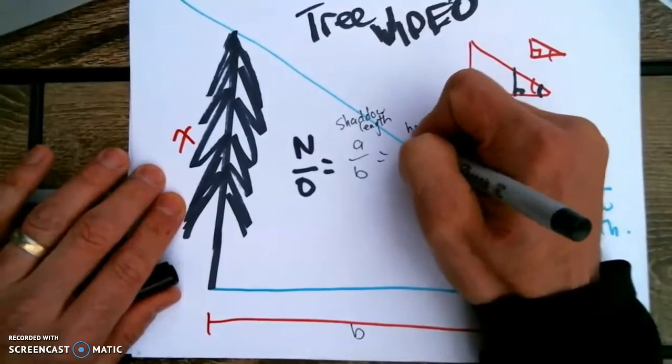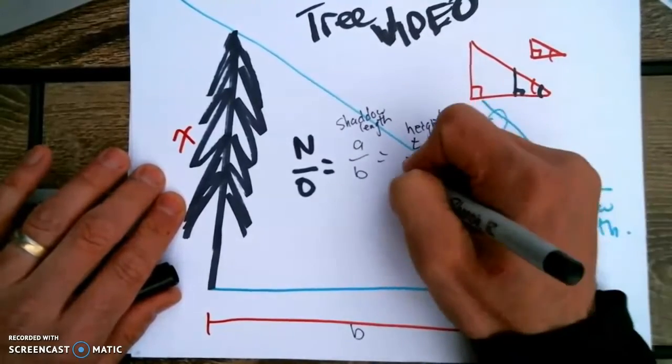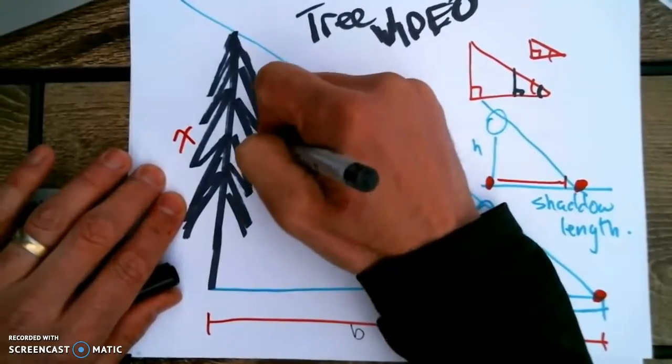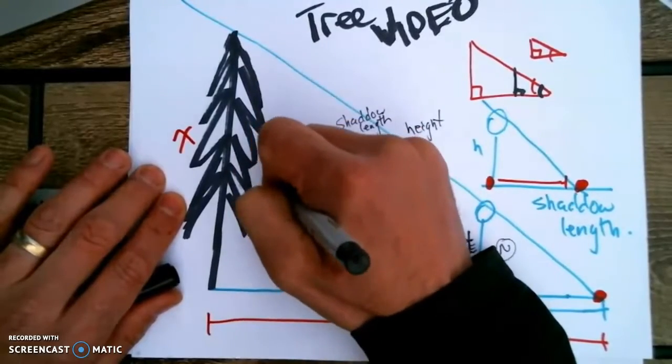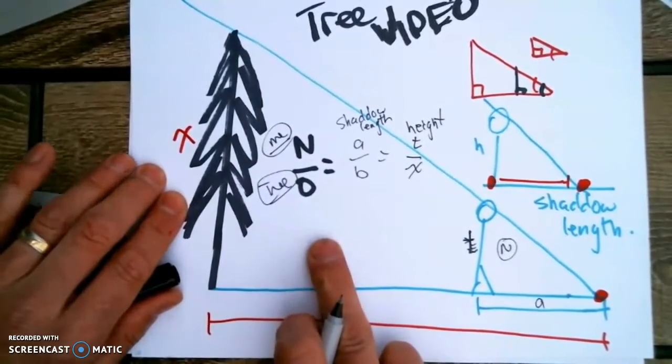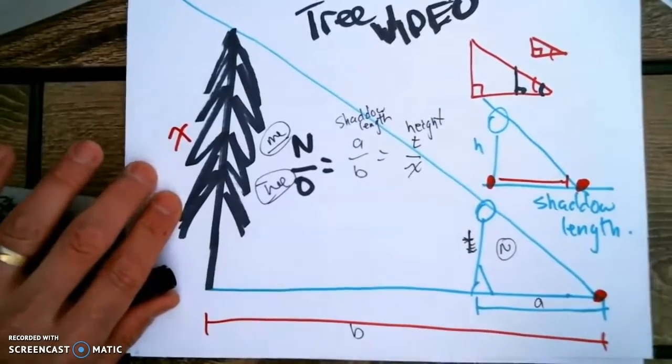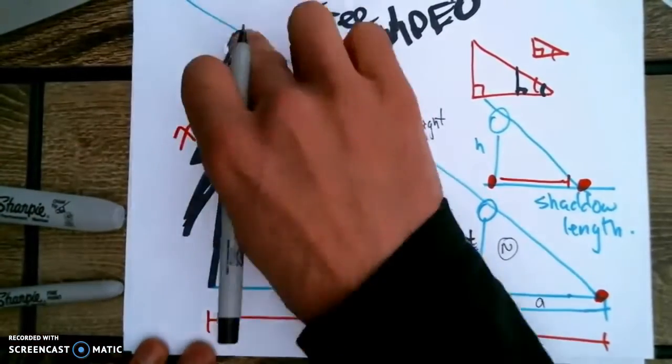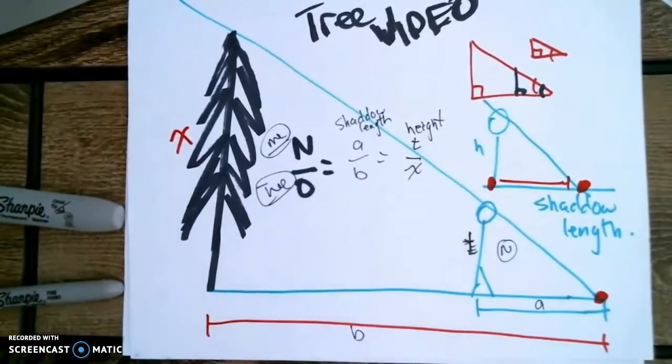So this is going to be new. It's going to be T over X. Here you could also put me over the tree, like so. So new over original is just the way we set up our ratio. Do the math, figure it out, and then estimate how tall the tree or the lamppost is, or whatever you are.